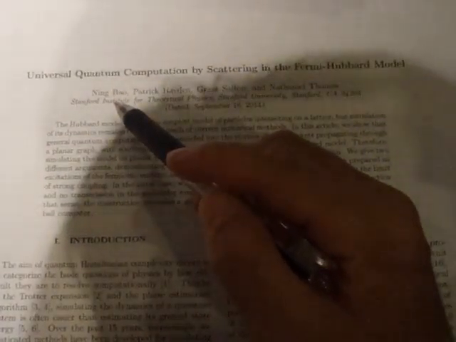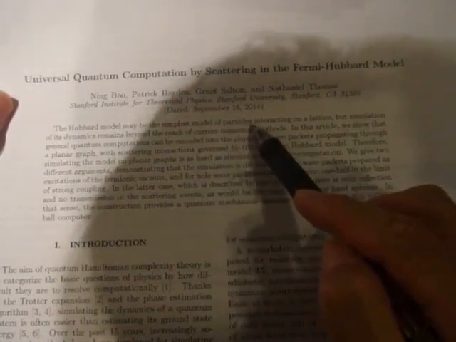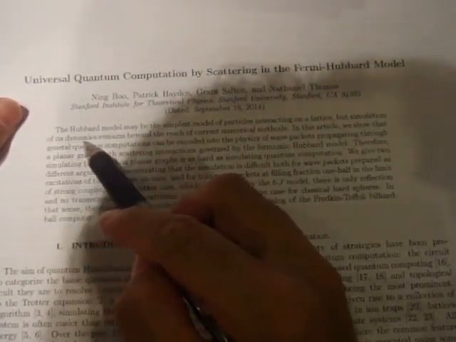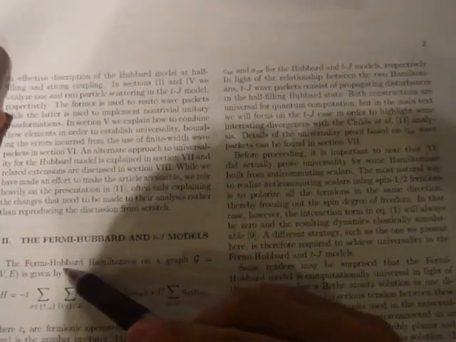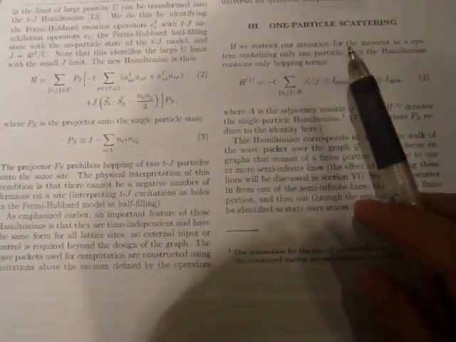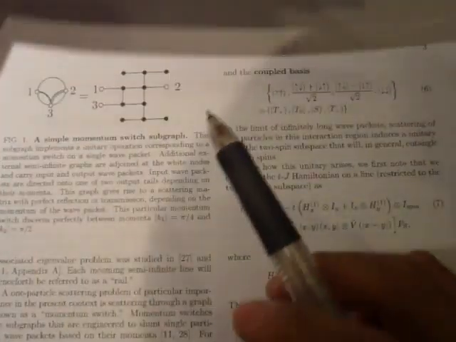Quantum physics, general relativity, quantum computation, scattering from the Hubbard model. The Hubbard model is the simplest model of particle interaction, with lattice simulation of the dynamics. In this work, we recently performed a quantum computation of the Fermi-Hubbard model. This is how we form the computer Hamiltonian of the Hubbard model.